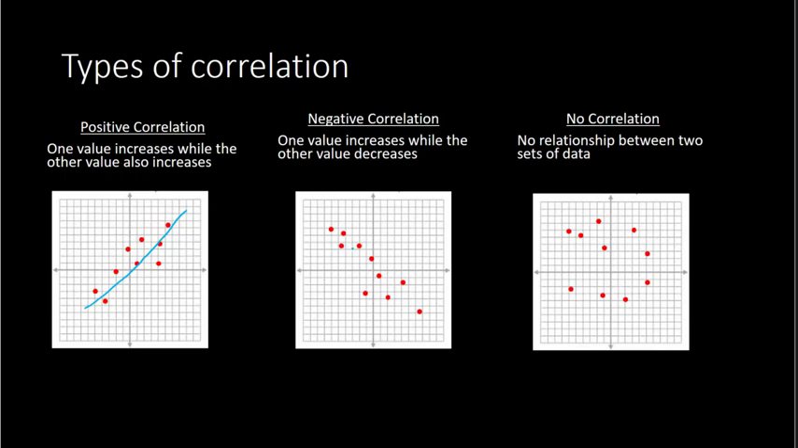Whereas negative correlation is the opposite of that, which says as one value increases, the other value decreases. So for example, the more you drive your vehicle, the less gas you'll have in your tank. So the driving time increases, the gas in your tank decreases. They're doing opposite things, so that would be negative correlation.